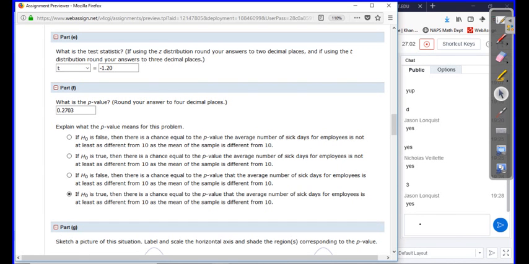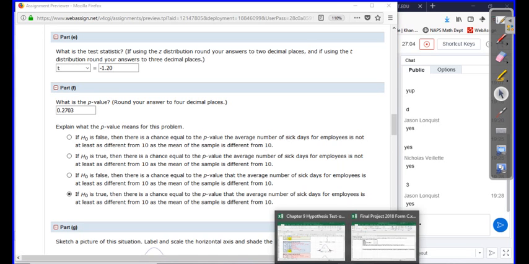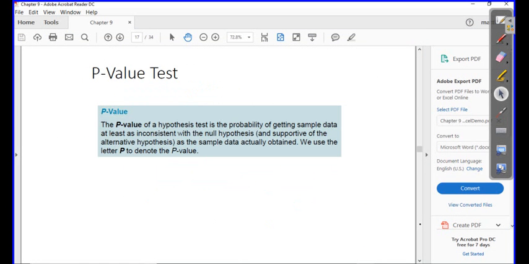Because when we're looking for a p-value, let me go back to my slide a little bit further on. The p-value of a hypothesis test is the probability of getting a sample data at least as inconsistent with the null hypothesis as the sample data actually obtained. So that's what we just stated.